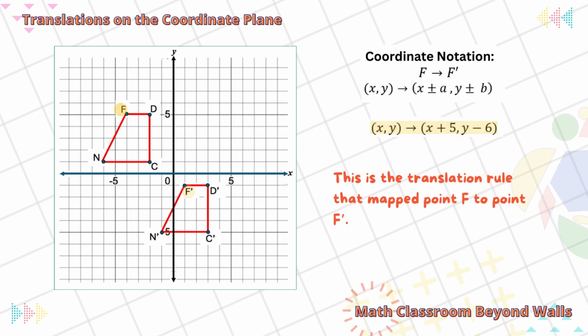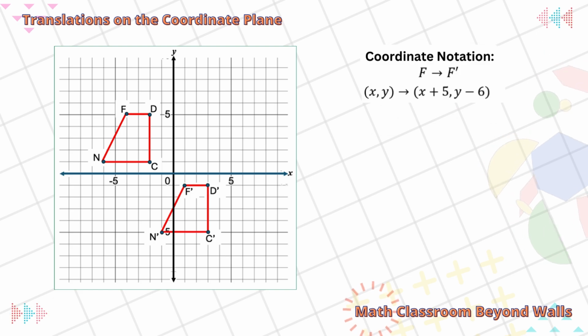This notation describes the translation rule that mapped point F to point F prime. What does this mean? It means that every point on the preimage will be mapped following the translation rule to produce the image. Let us find the coordinate of F prime, the image, by using the rule. Then later, we will verify if this rule is correct by getting the coordinate of F prime from the graph.